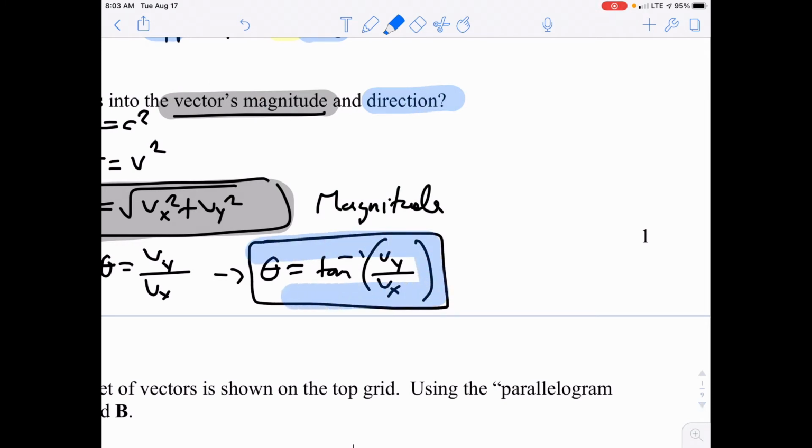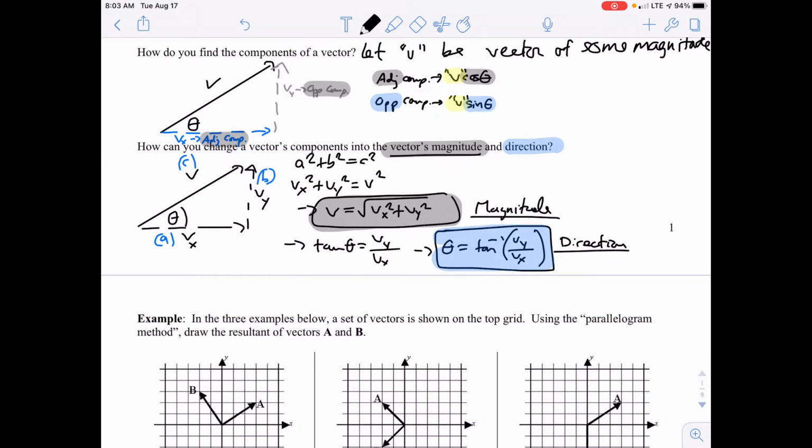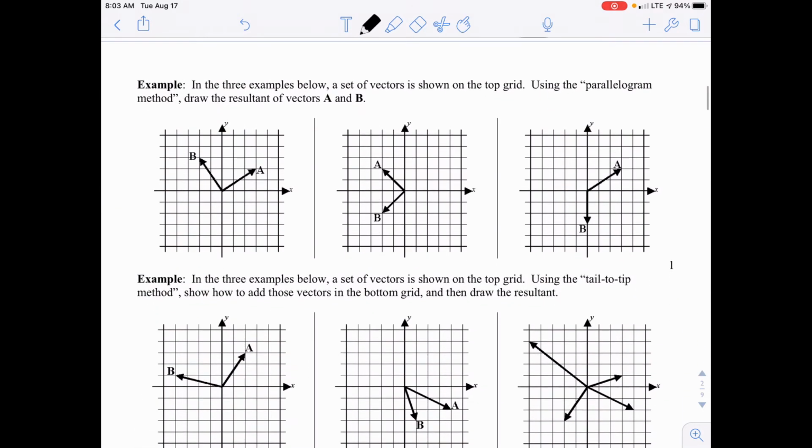There we go. So we use a combination of the Pythagorean theorem and an arctangent formula. We will do these examples in class, so you may skip these temporarily.